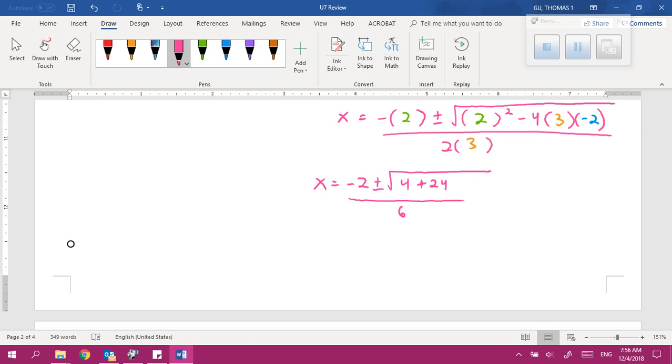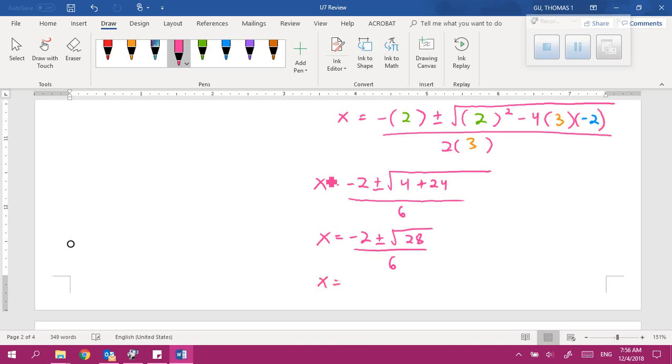Okay. All right, what do you do after you've gotten this far? Solve inside the square root. So now I'm going to have x equals -2 plus or minus square root of what's 4 plus 24? 28 over 6. Good. All right, what do I do after I've solved inside the square root? Simplify the square root, right, if you can.